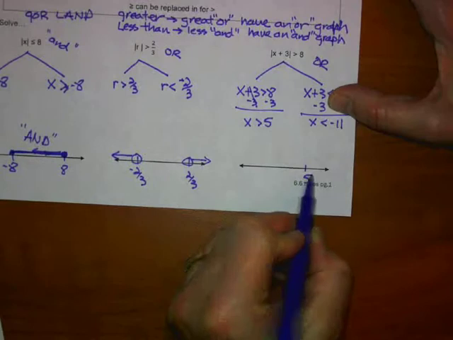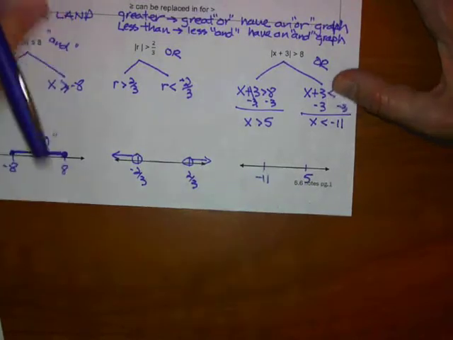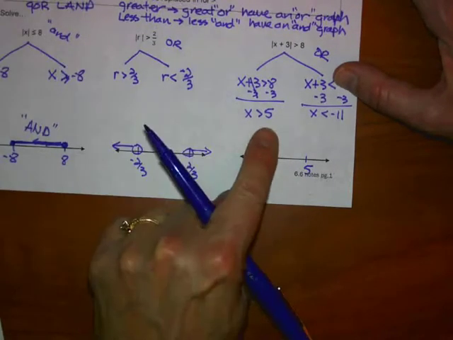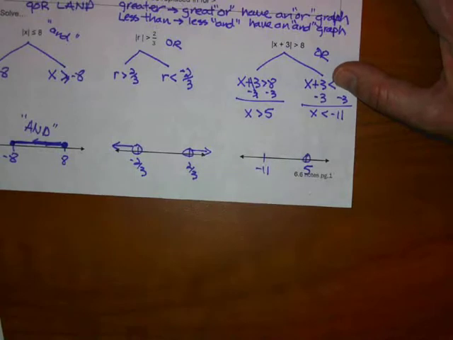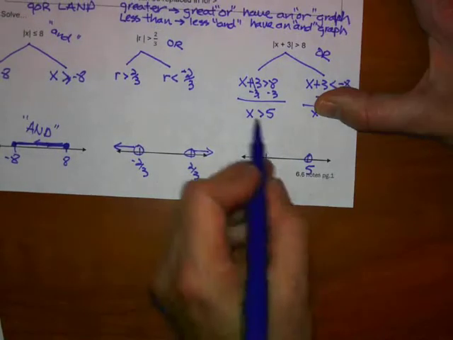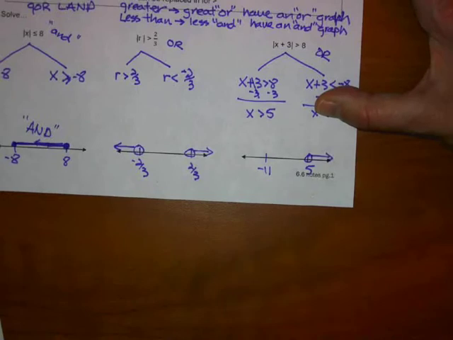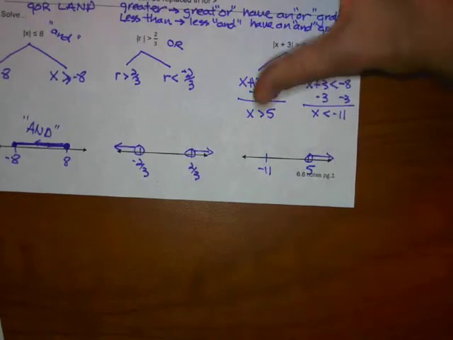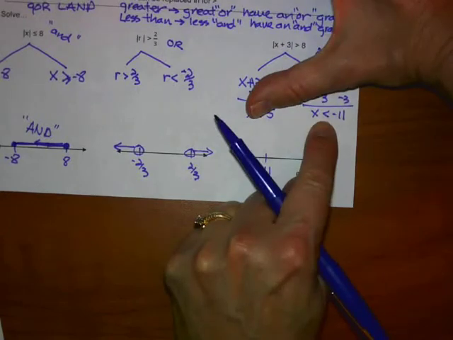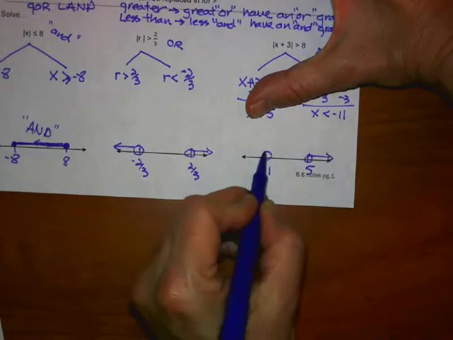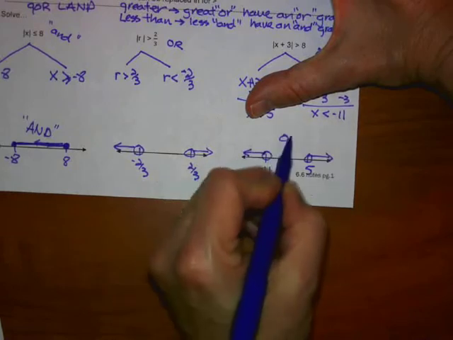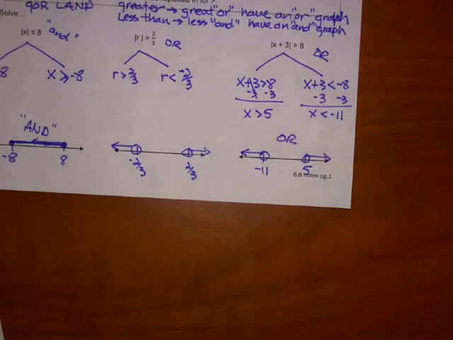Here's a 5, here's a negative 11. No line underneath, so I have to circle 5. x is greater than 5, so it goes in this direction. Or x is less than negative 11, so it goes in this direction, and I did end up with an OR, which is what I wanted.